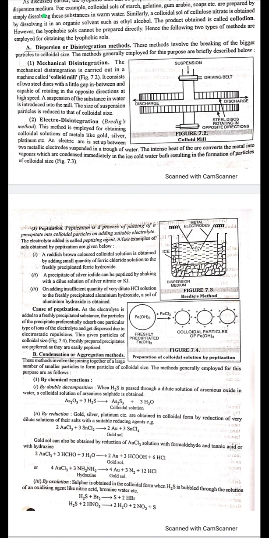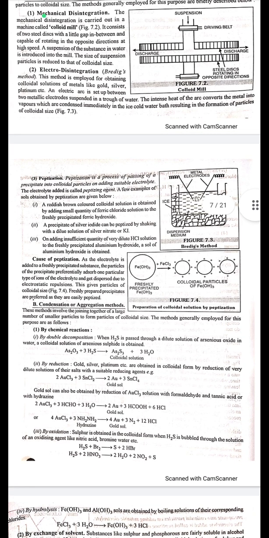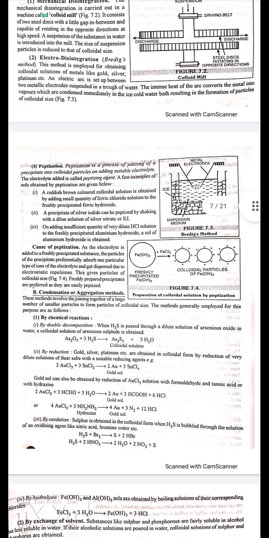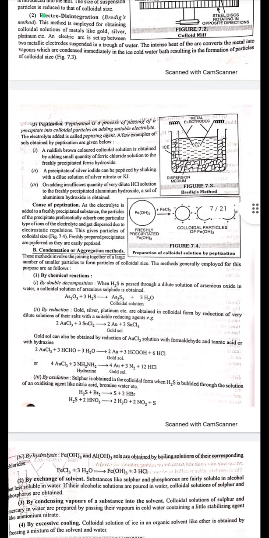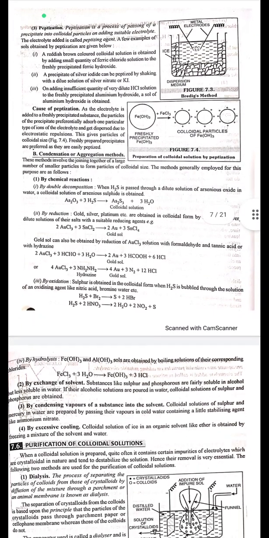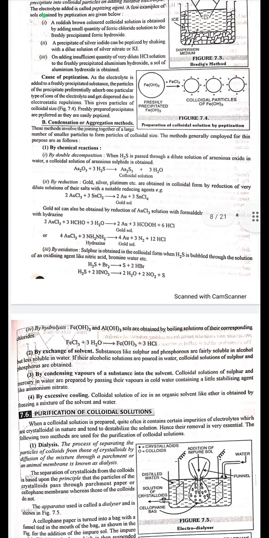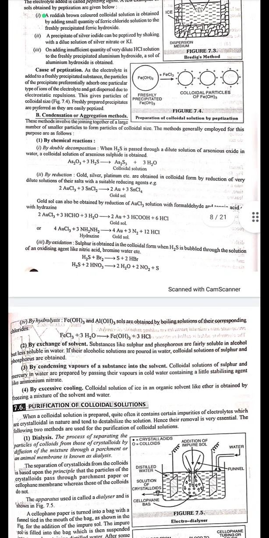Cause of peptization. As the electrolyte is added to a freshly precipitated substance, the particles of the precipitate preferentially adsorb one particular type of ions of the electrolyte and get dispersed due to electrostatic repulsion. This gives particles of colloidal size. Freshly prepared precipitates are preferred as they are easily peptized.